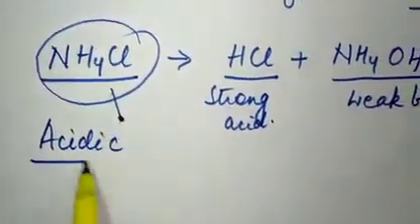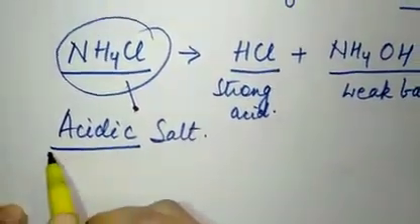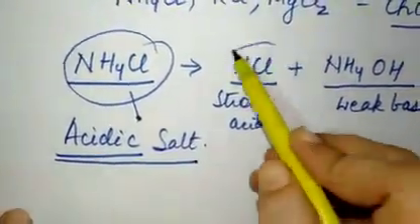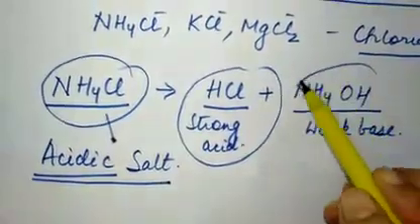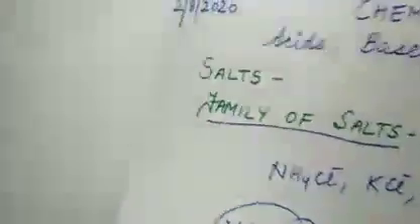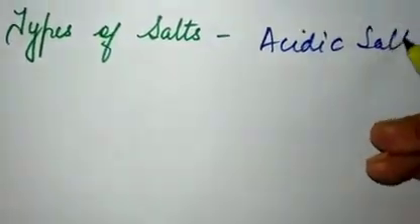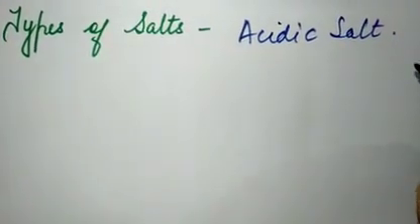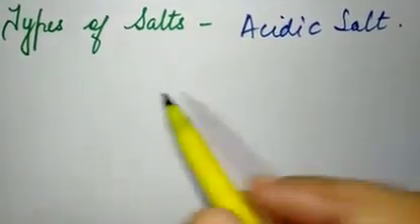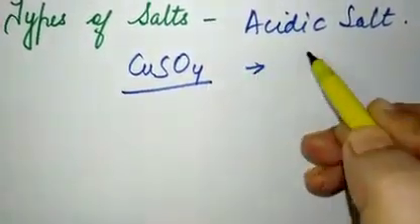Now we differentiate the salts into different categories. So this is known as acidic salt. Why is this known as acidic salt? Because it is made up of a strong acid and a weak base. We are on types of salts only. So one I have already told you is acidic salt, made up of strong acid and a weak base.